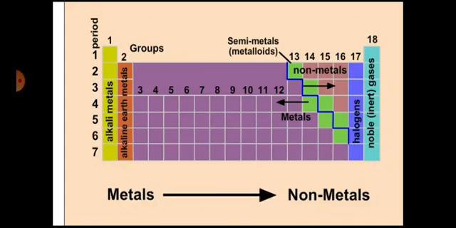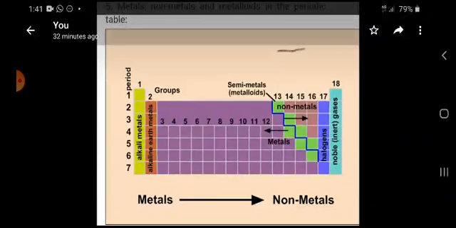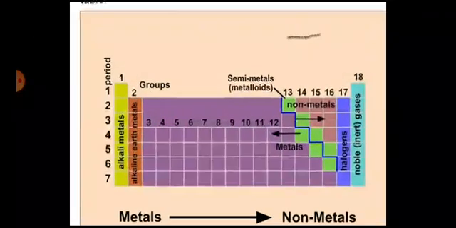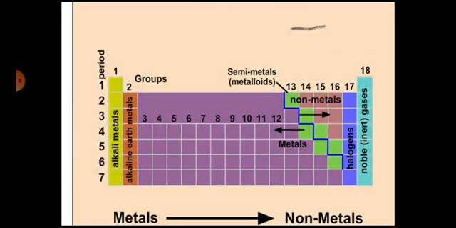Metals comprise more than 78% of all known elements and appear on the left hand side of the periodic table. Metals are usually solid at room temperature. Exception, you're well aware about that: mercury, and gallium and cesium have very low melting points respectively. Metals usually have high melting point and boiling point.